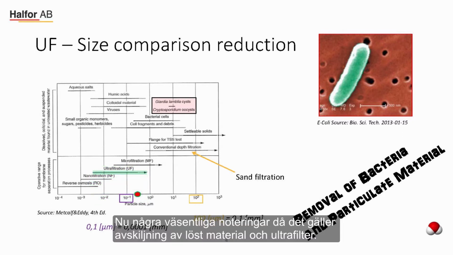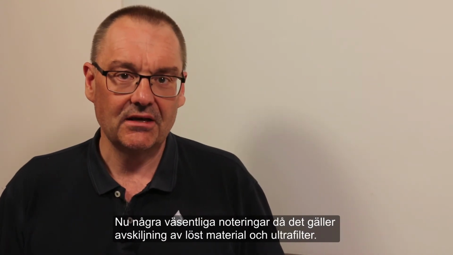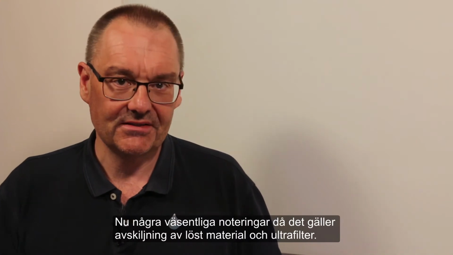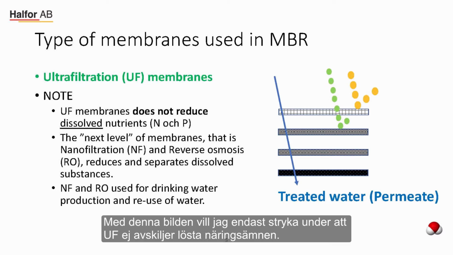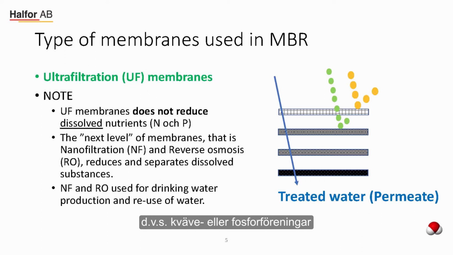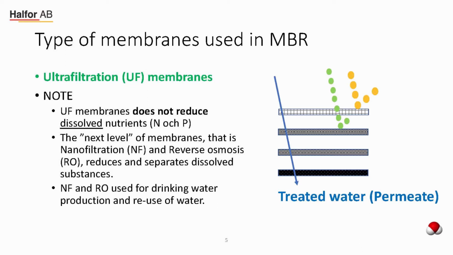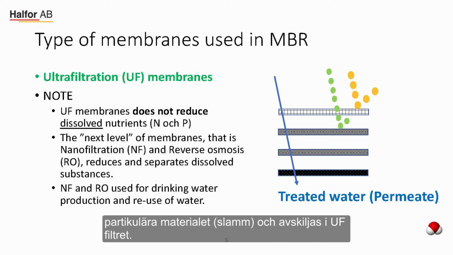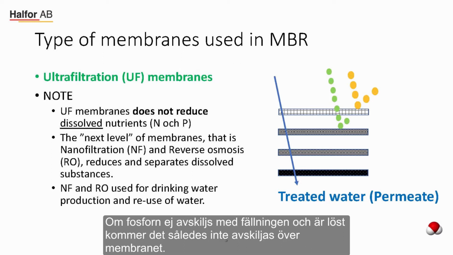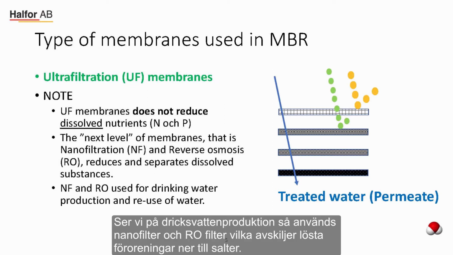Now, just some notes in regard to the ultrafiltration membrane and dissolved substances. Here in the picture I just want to point out that the ultrafiltration membrane does not reduce dissolved nutrients, nitrogen or phosphorus compounds. So if you have a good flocculation in the treatment plant, the phosphorus will end up in the particulate material and will be removed. But if you don't flocculate or precipitate the phosphorus and it's still dissolved in the plant, it will pass through the ultrafiltration membrane.